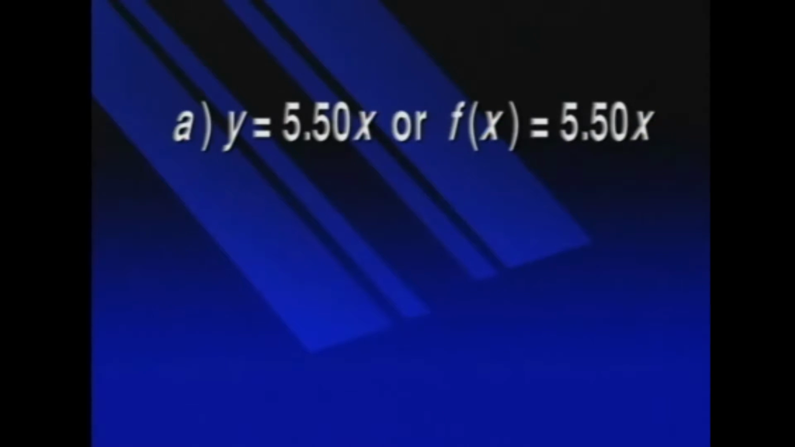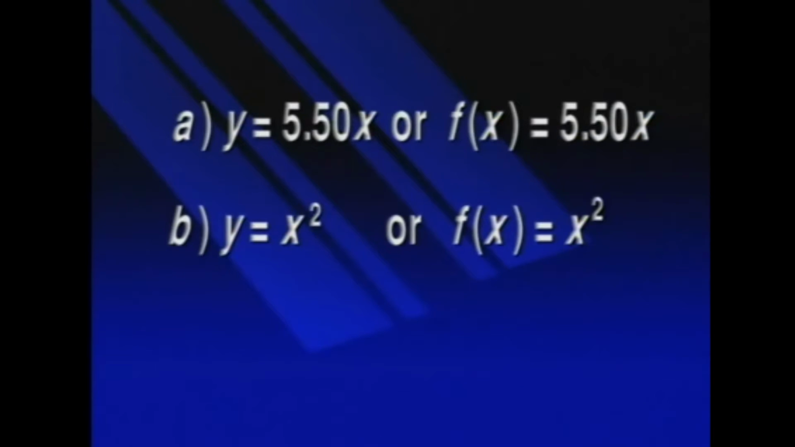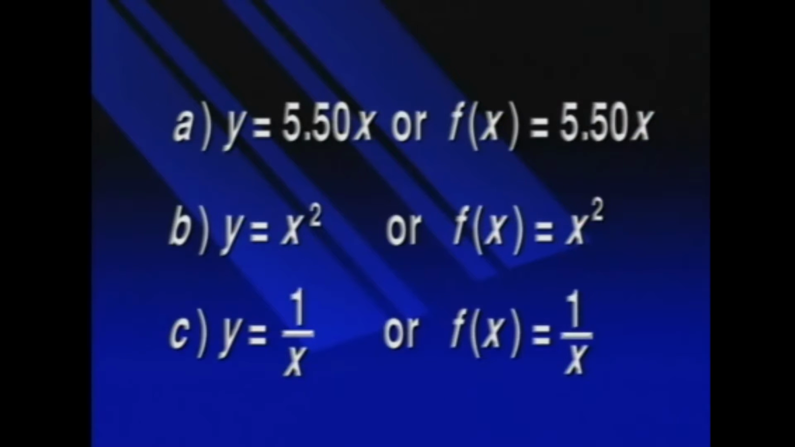Let's go to the fifth and final graphic, where we have yet another situation that contains variables. The first equation, y equals 5.50x, or f of x equals 5.50x. B, y equals x squared, or f of x equals x squared. And the third, y equals 1 over x, or f of x equals 1 over x.